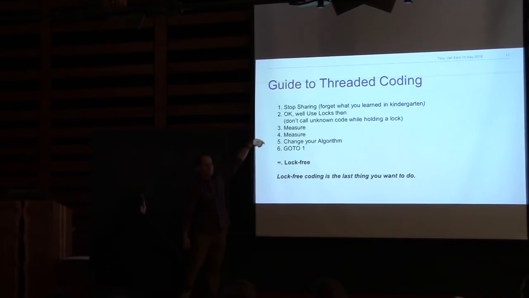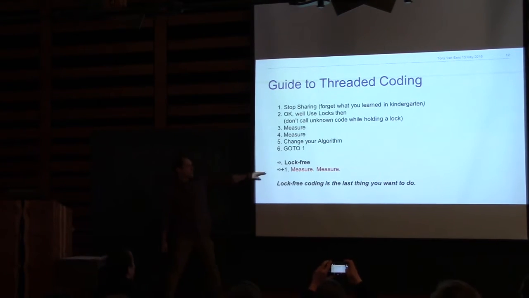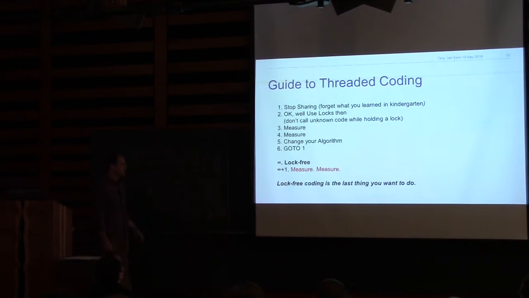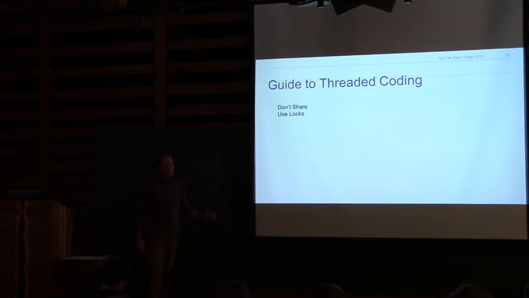And you'll notice that this algorithm loops forever. And lock-free is at infinity because you never want to do lock-free coding. It's the last thing you want to do, and only if you can't get performance. And after you've done your lock-free coding, you better measure again because there's no guarantee you got any better performance out of it. You can get worse performance depending on the scenario. And test, verify, prove, because it's really hard to test lock-free code to know that it works. So we'll talk a tiny bit about how you would verify lock-free code. So don't share and use locks. So therefore, that's the end of the talk.